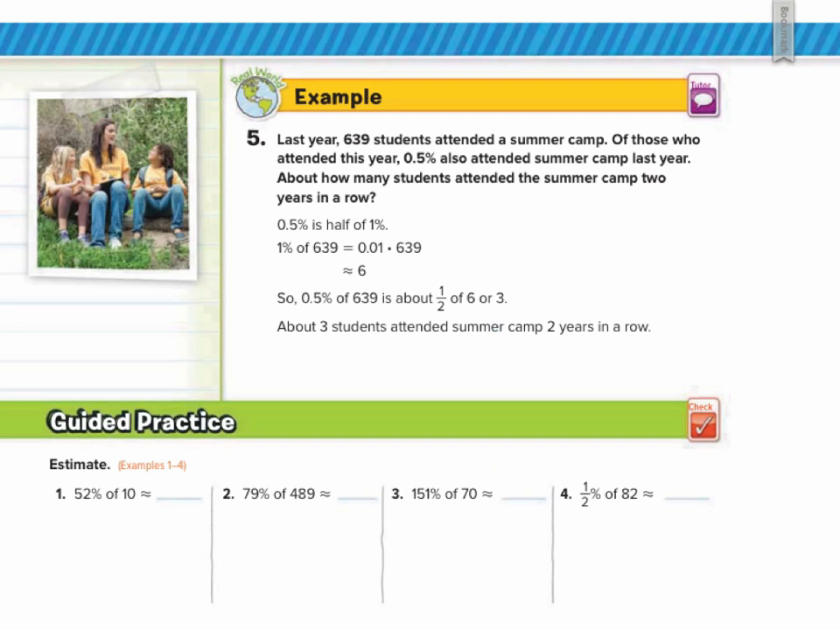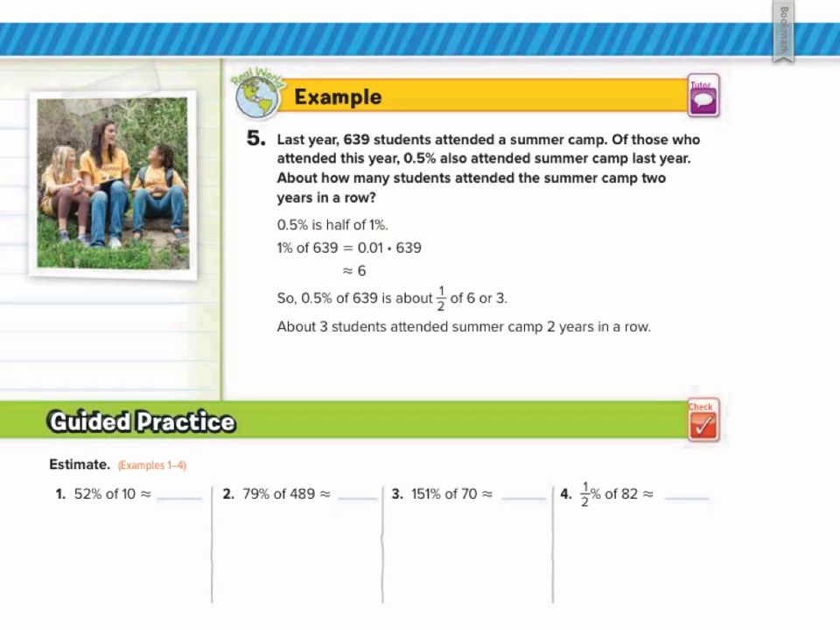And as we finish our lesson with the 5th guided example, last year 639 students attended a summer camp. Of those who attended this year, 0.5% also attended summer camp last year. About how many students attended the summer camp 2 years in a row? Now, 0.5% is half of 1%.